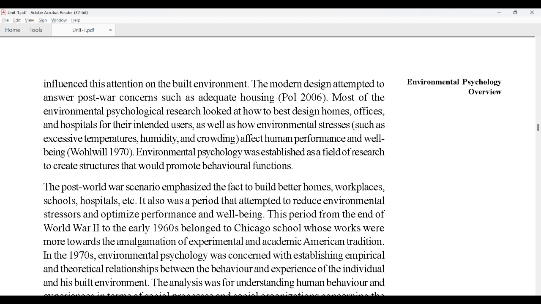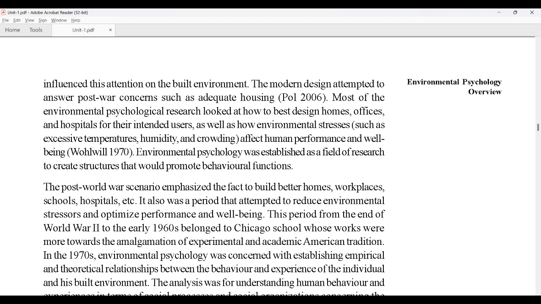Environmental psychology was established as a field of research to create structures that would promote behavioral functions. The post-World War scenario emphasized the need to build better homes, workplaces, schools, hospitals, etc. It also was a period that attempted to reduce environmental stresses and optimize performance and well-being. This period from the end of World War II to the early 1960s belonged to the Chicago School, whose works were more towards the amalgamation of experimental and academic American tradition.